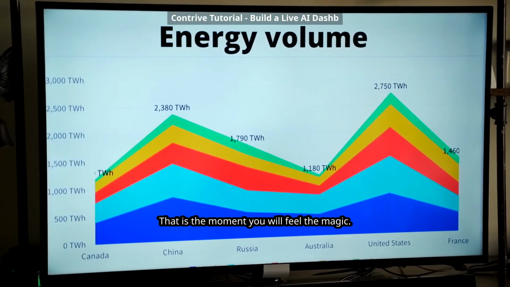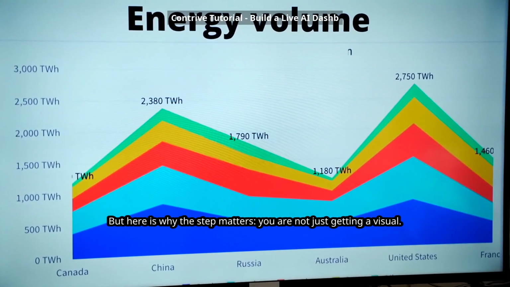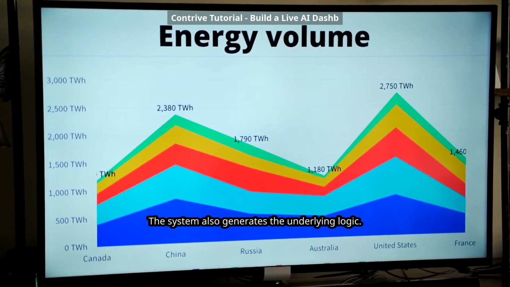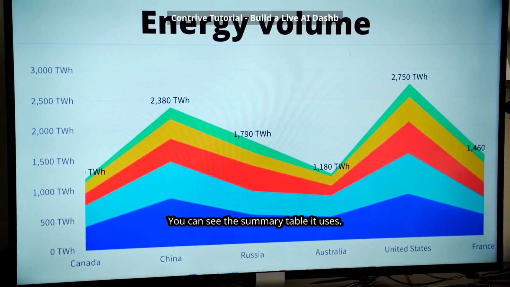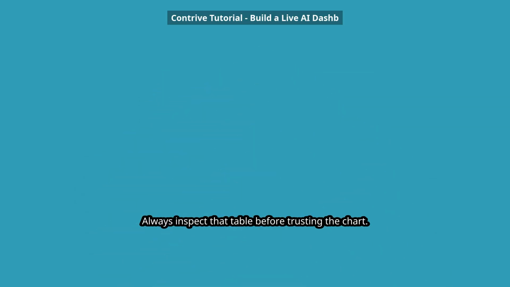But here is why the step matters. You are not just getting a visual. The system also generates the underlying logic. You can see the summary table it uses. That is your check for accuracy. Always inspect that table before trusting the chart. People skip this, and they pay for it later.